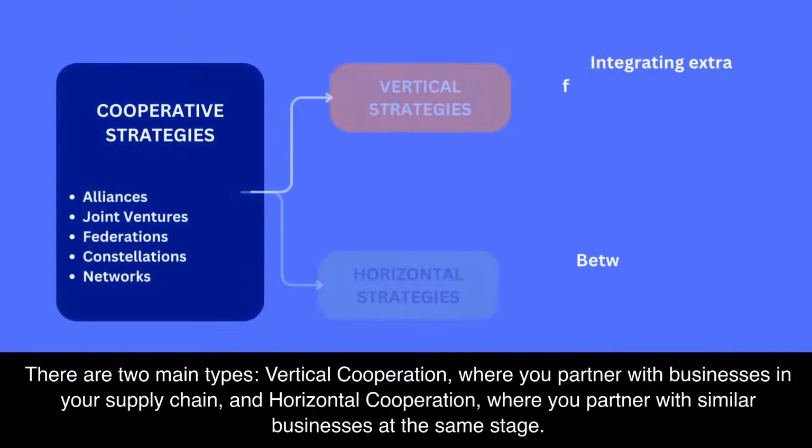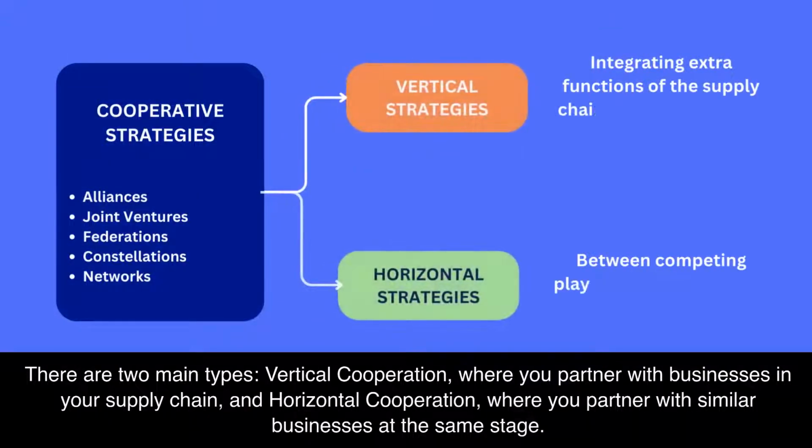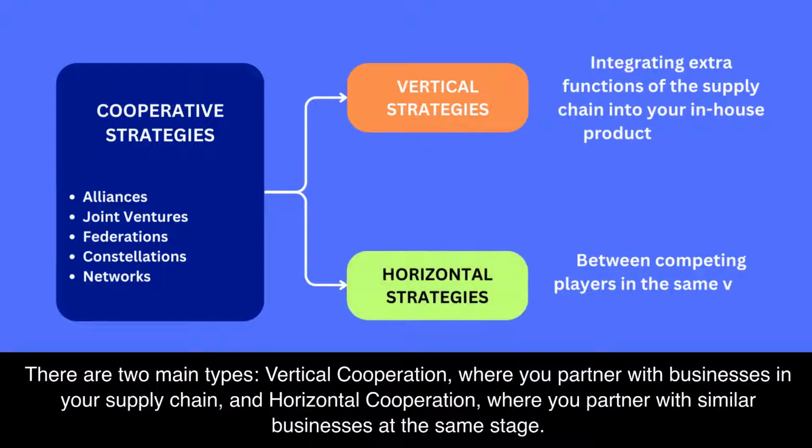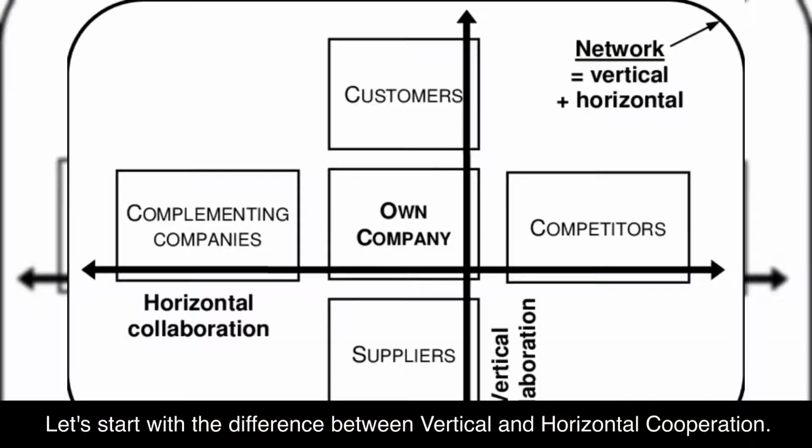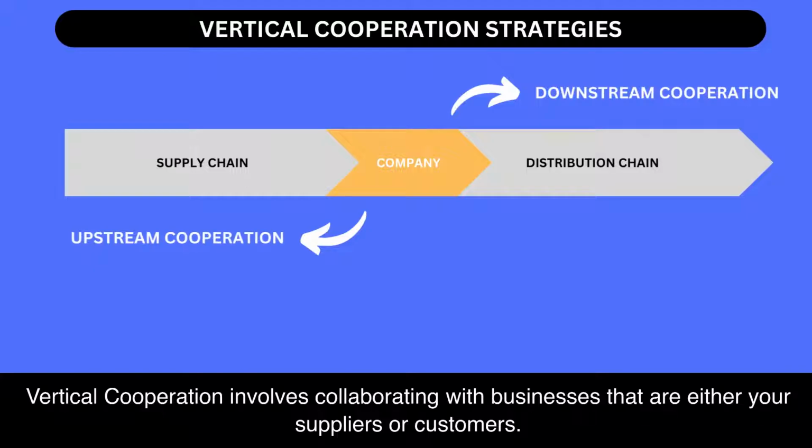There are two main types: vertical cooperation, where you partner with businesses in your supply chain, and horizontal cooperation, where you partner with similar businesses at the same stage. Let's start with the difference between vertical and horizontal cooperation. Vertical cooperation involves collaborating with businesses that are either your suppliers or customers.